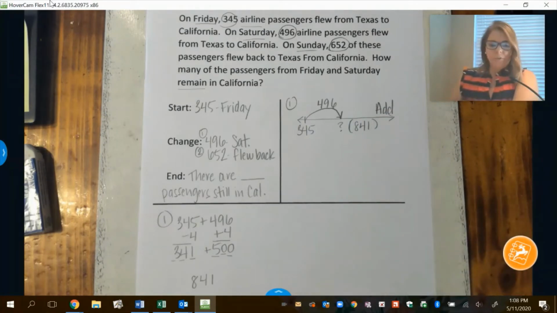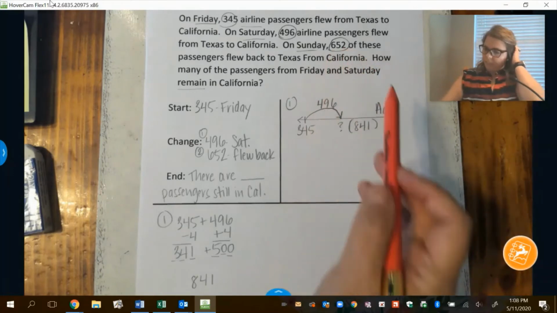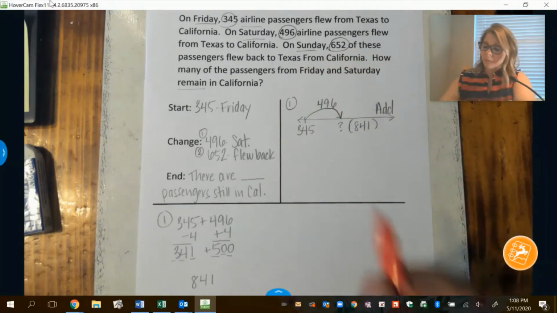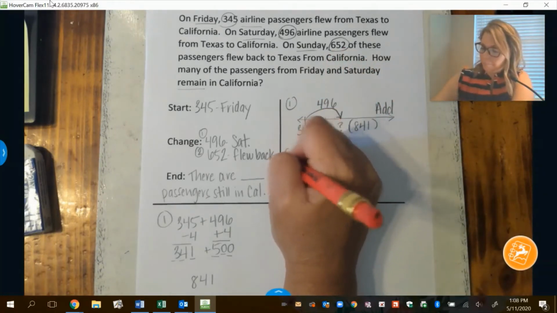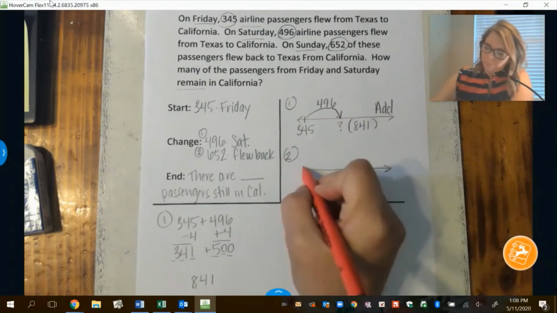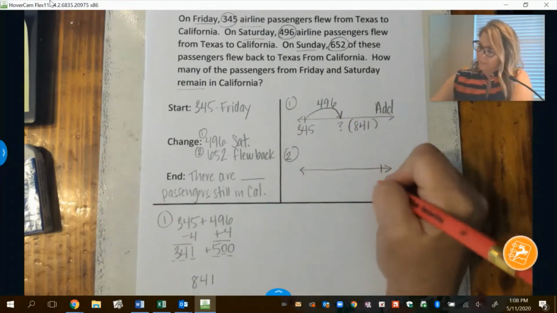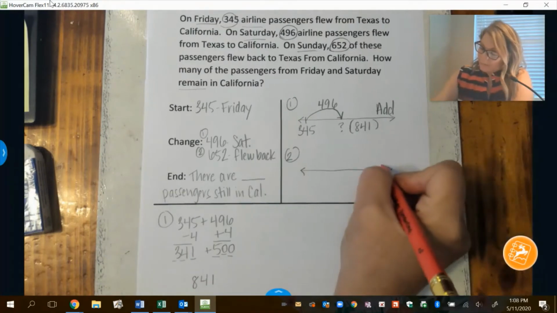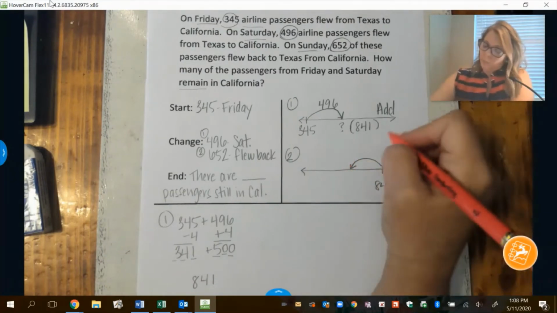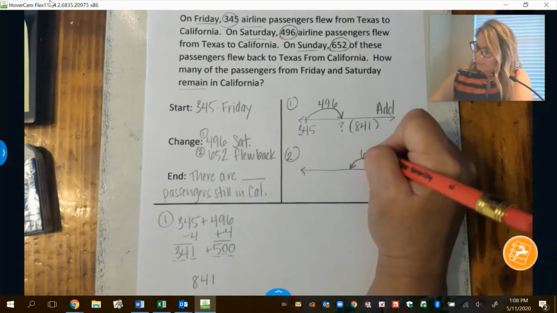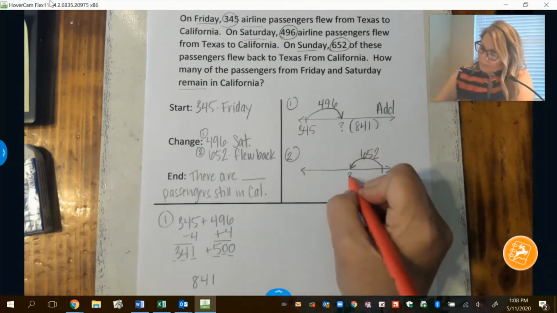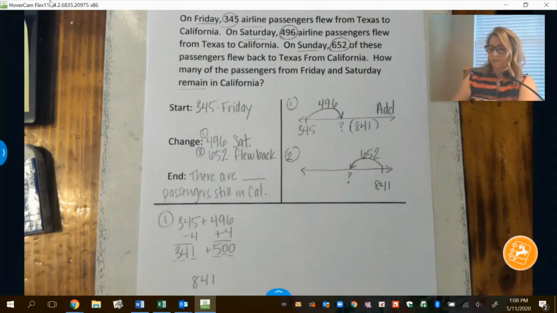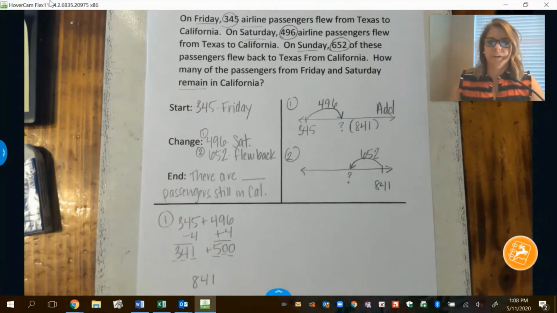So now we need to use that so we can subtract out the people that flew back to Texas from California on Sunday. And that was 652. So if I'm setting it up like a number line, like this, I have my 841, and I need to subtract 652 to get our final answer of how many passengers are still in California.